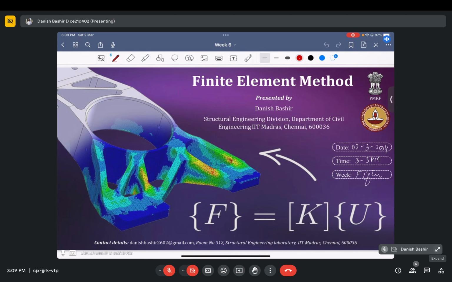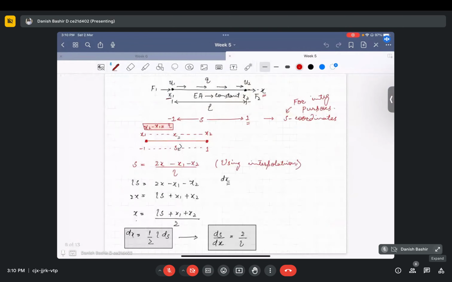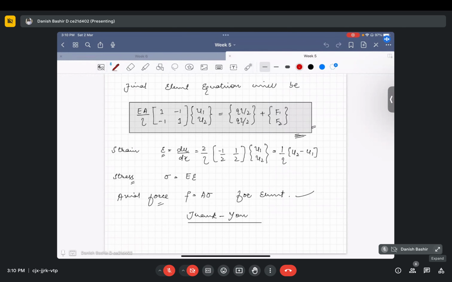In the last couple of weeks, we were seeing the element equation formulation. In the fifth class we deduced the element equations for a bar element, where I told you that the element equation for this bar element is given by E by L matrix [1 -1; -1 1] times [U1 U2], where U1 and U2 are two nodal displacements, equals [QL/2 QL/2] plus [F1 F2]. These are the two force vectors.